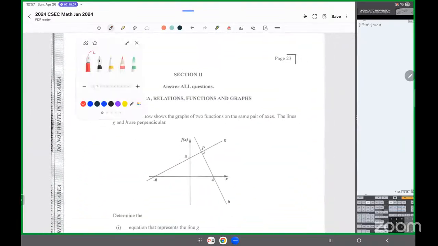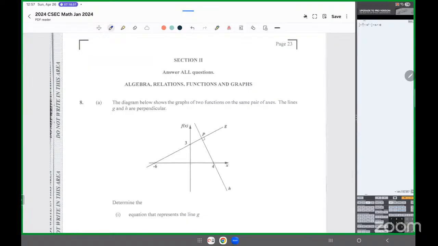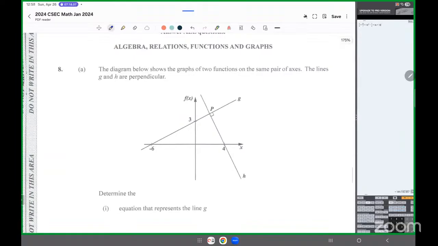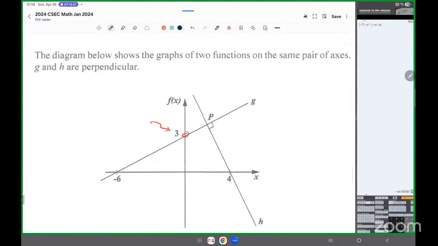Then we come to section 2, and that's coordinate geometry. That's an easy one, and they give us a graph with it. This question says the diagram below shows a graph of two functions on the same pair of axes. You have function g, which is this line, and function h, which is that. It says determine the equation of line g. To find the equation of that line, we need the gradient and the y-axis intercept. So for line g, this is the y-axis intercept. It's 3. So c equals 3.